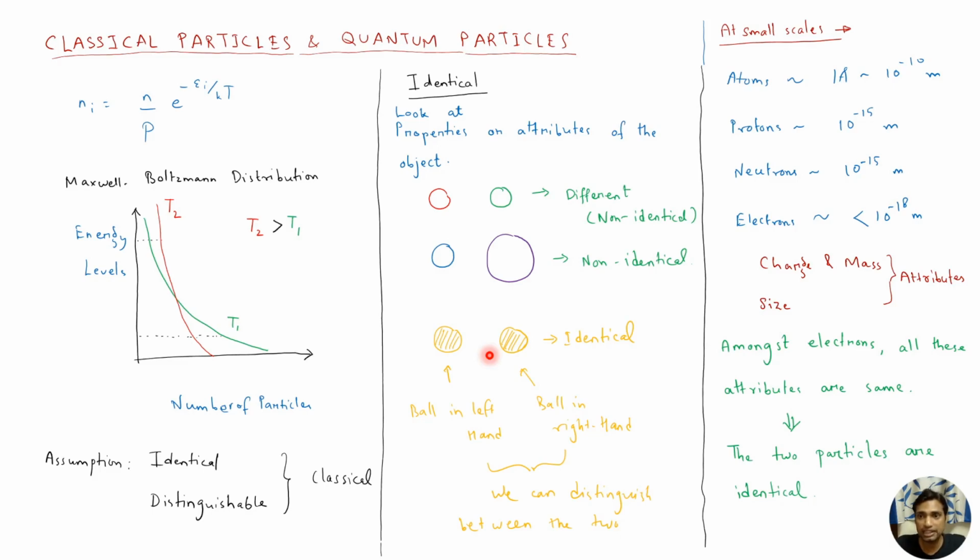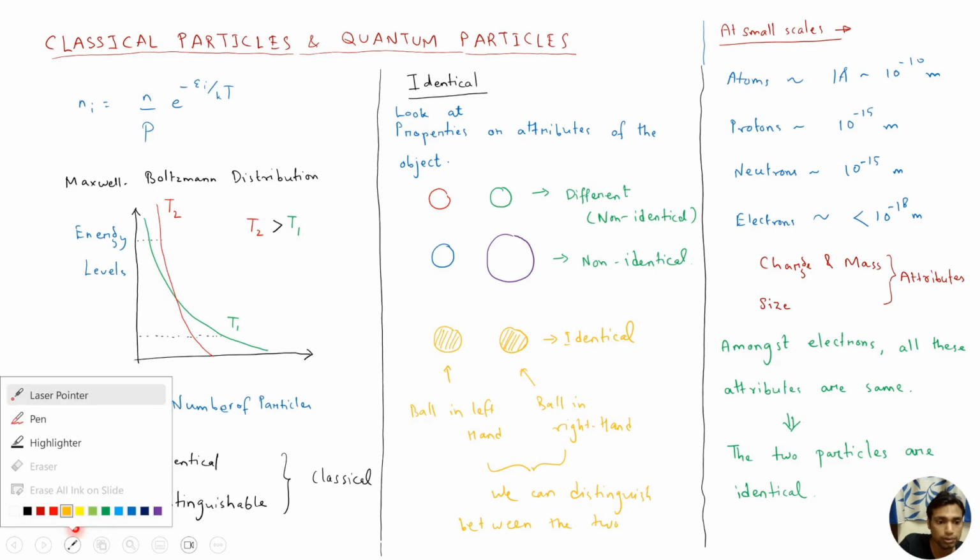Or if I send both the balls in a collision, is there a way you can find out, okay, no, this was ball 1 and the other thing is ball 2? So that can always be done in principle, because Newton's laws of classical mechanics are deterministic.